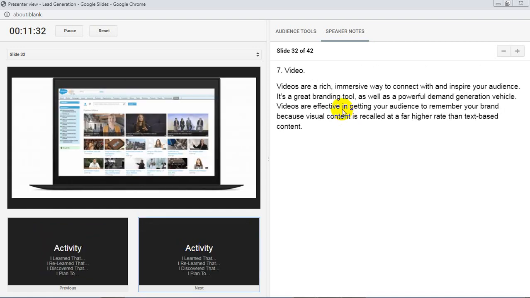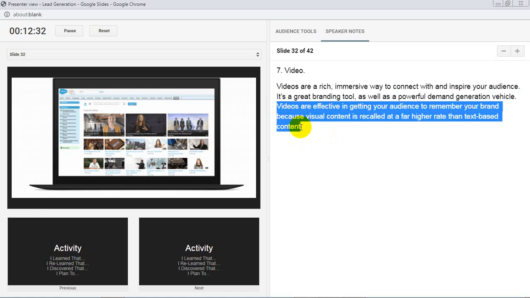7. Video. Videos are a rich, immersive way to connect with and inspire your audience. It's a great branding tool, as well as a powerful demand generation vehicle. Videos are effective in getting your audience to remember your brand because visual content is recalled at a far higher rate than text-based content.